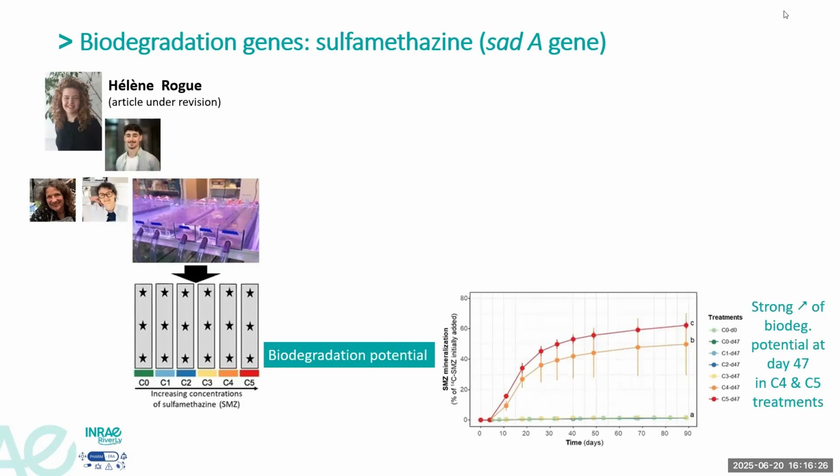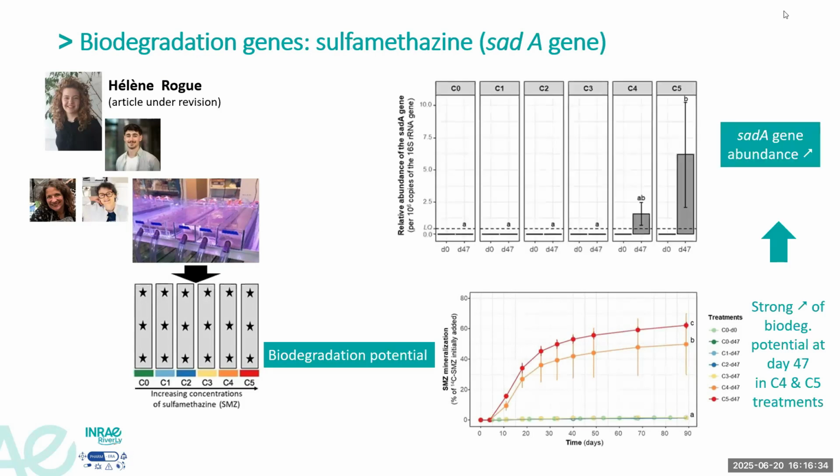So I will come back again to the experiment of Helen. In parallel to measuring the biodegradation capacity, we also quantified one gene that is known to be involved in the sulfametazine degradation, and you can see that we were able to show that the quantity of this kind of gene increased with the increase of the capacity of degradation. So you can see that it's probably easier to quantify the genes than to perform the biodegradation kinetics.